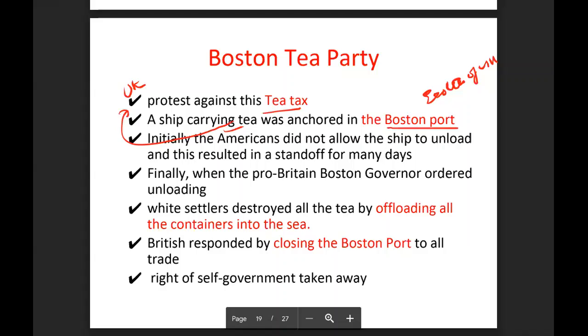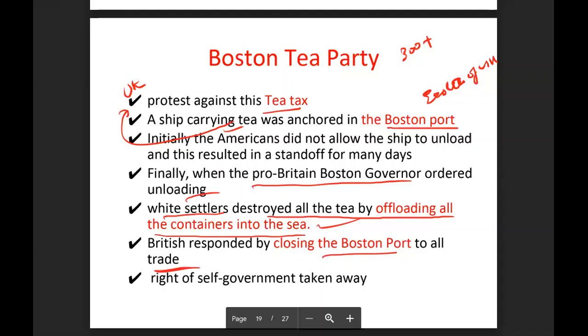Almost 300 plus cargoes had come in ships. They did not allow them to get down. Finally, when the pro-Britain Boston governor ordered unloading, because he felt that yes, you can unload the cargoes, white settlers destroyed all the tea by offloading all the containers into the sea. They put all the carton boxes into the sea. And the British responded by closing the Boston port to all trade, and the right to self-government was taken away. Okay, this was the after effect of this.